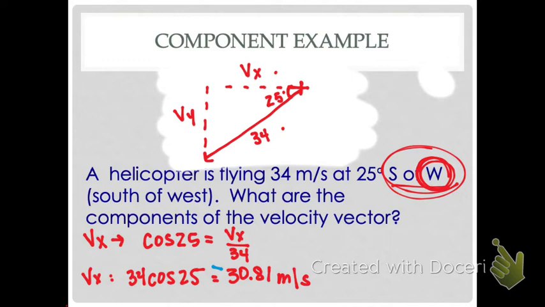Okay? So now if I'm going to solve for my y component, I'm going to take 34 times what? Sine or cosine? Sine, right? Because now my y component is the opposite and my hypotenuse. So I would take 34 times sine of 25, and I get 14.4 meters per second. And so what do I have to include with this one as well? A negative because it's going south.